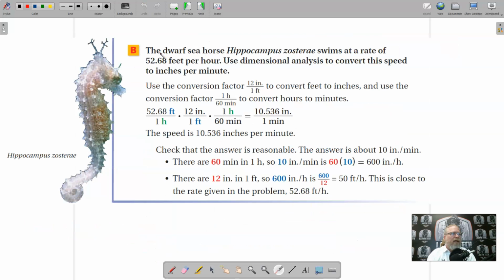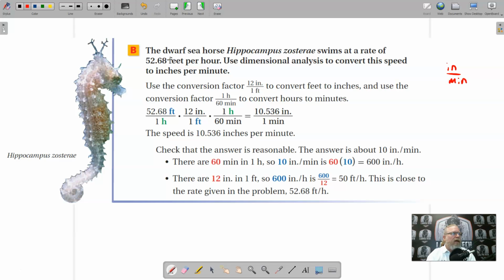So let's look at the dwarf seahorse, and I'm going to probably crucify the scientific name here. I think I can deal with the hippocampus. However, it's the zostera. I guess that's zostera. Hippocampus zostera swims at a rate of 52.68 feet per hour. Use dimensional analysis to convert this speed to inches per minute. So we want to get to inches per minute. That's our target.